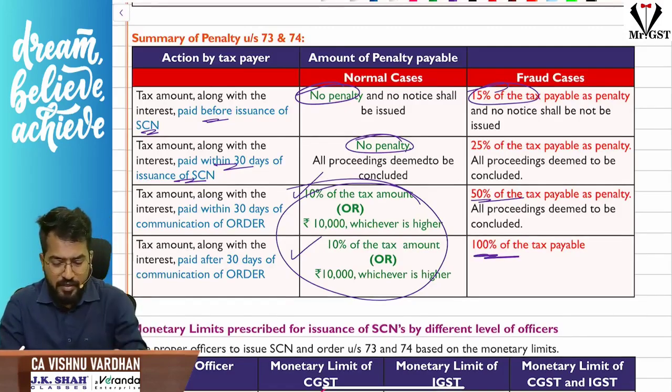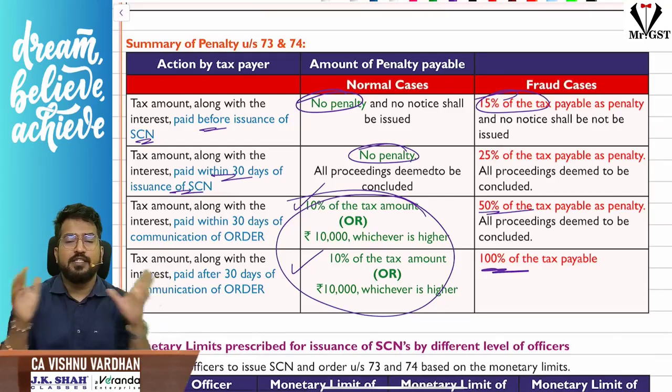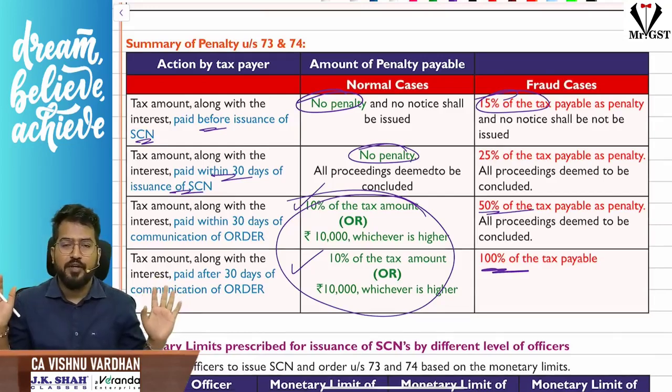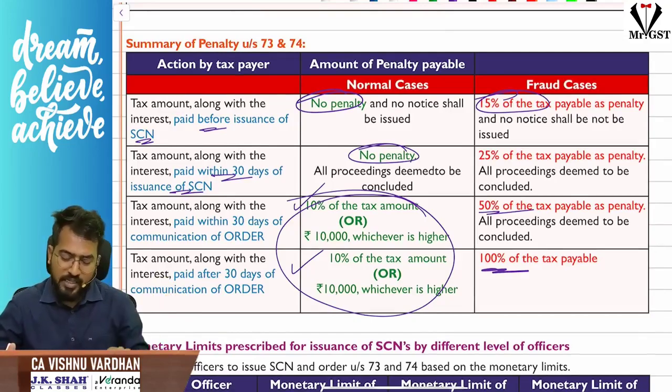Okay, this is very, very important, like a summary of 73 and 74, easy for you. Okay, hope you are clear with these 73 and 74 differences also, right? So fine, let us move on to the next one.